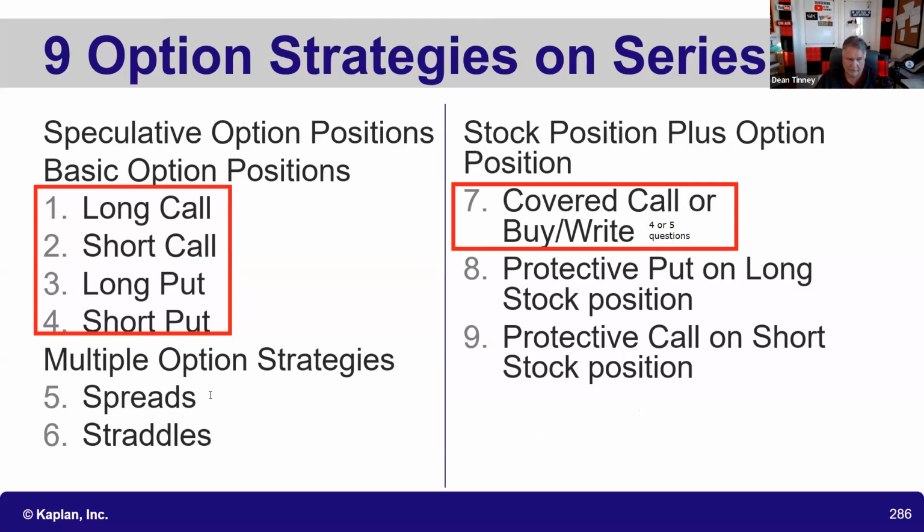Then on the spread, we just did a spread, and we said there are 8 testable items about a spread. And here we said there were 4 test questions they can ask about straddles. On all of these, you need to know break even, max gain, max loss, bullish or bearish.